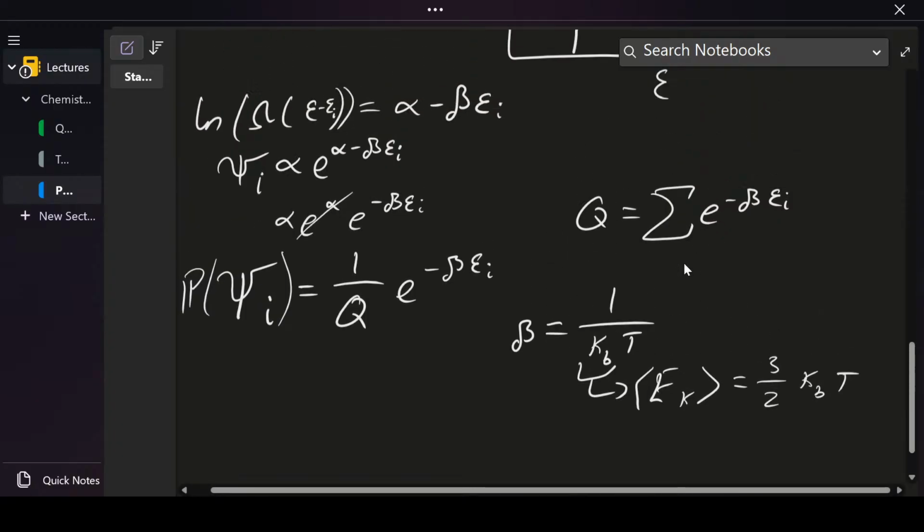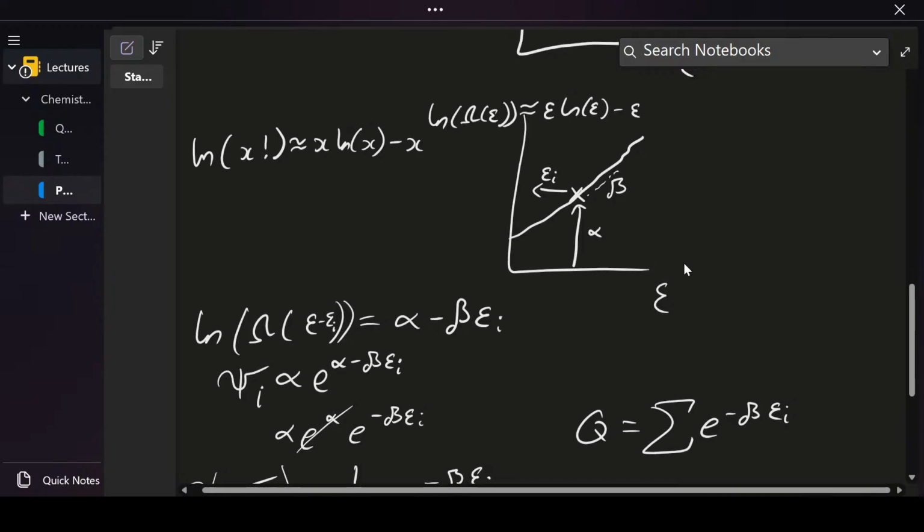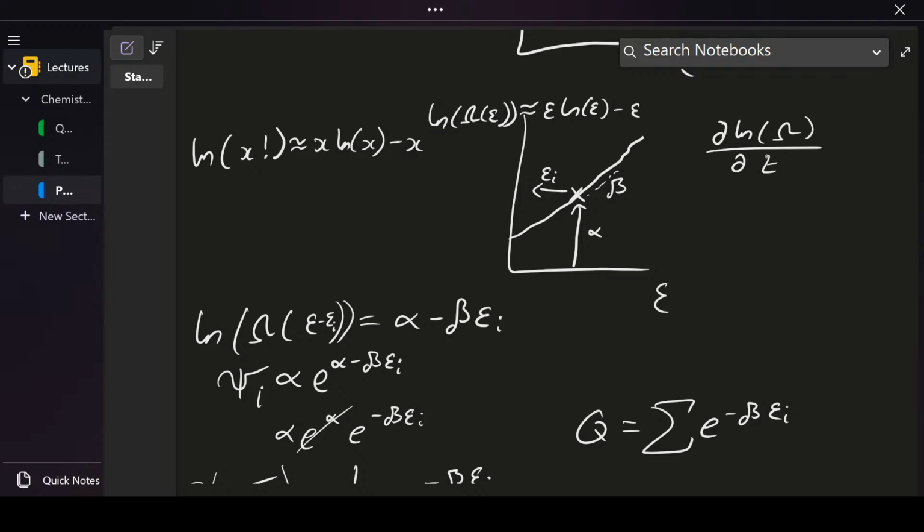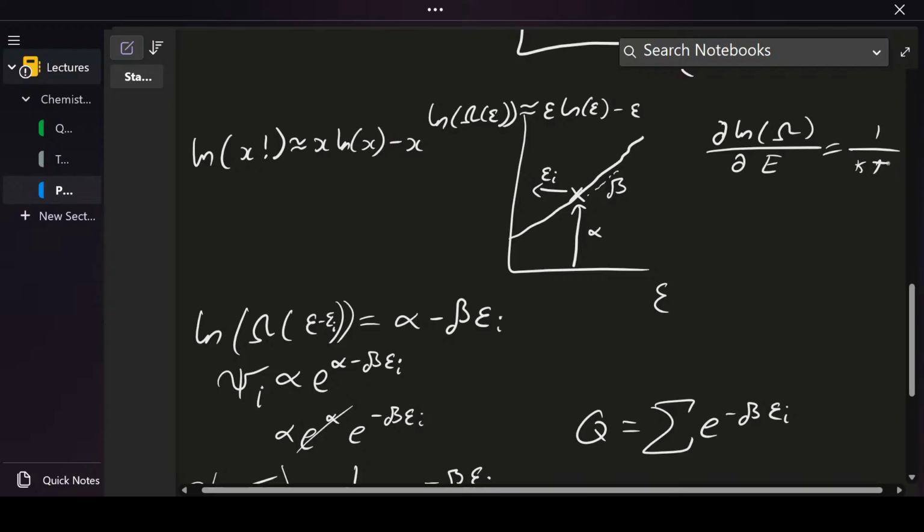But since it's the gradient of this graph, this is the derivative of ln omega with respect to energy, and so this is equal to 1 over kT.